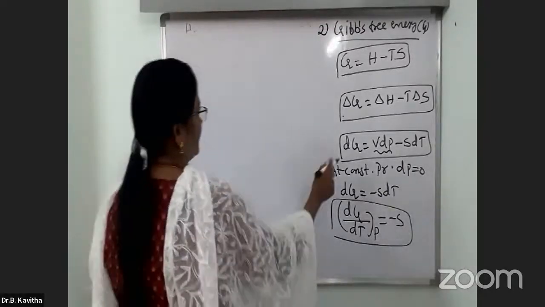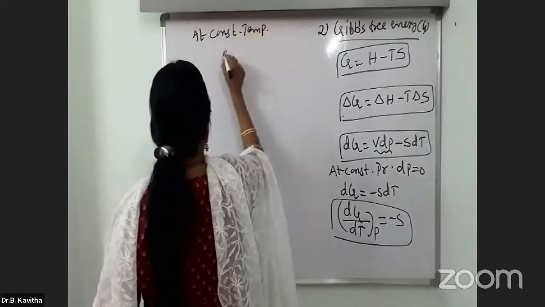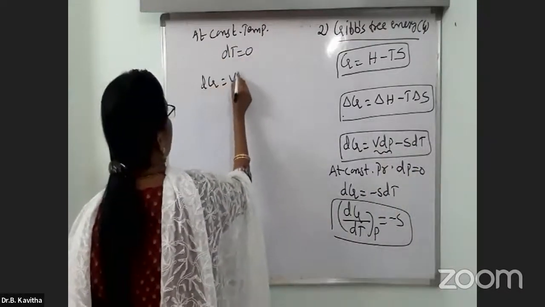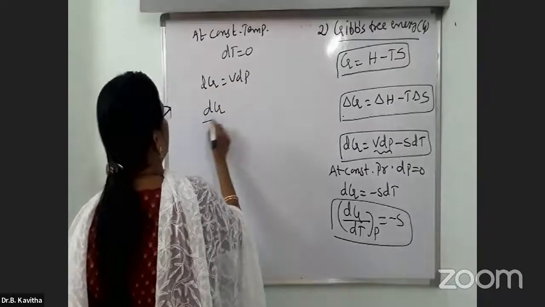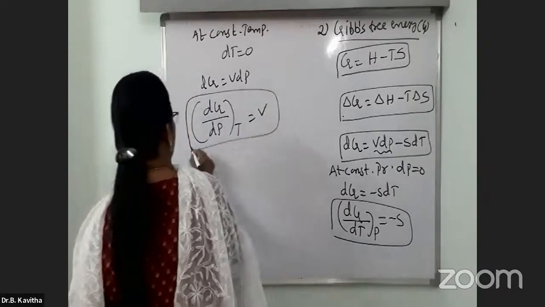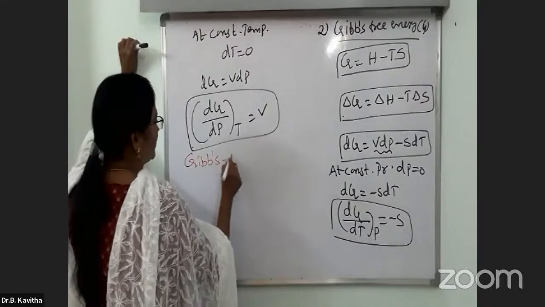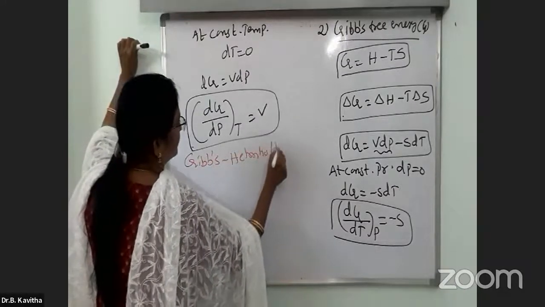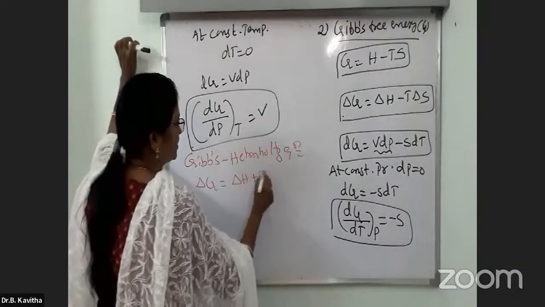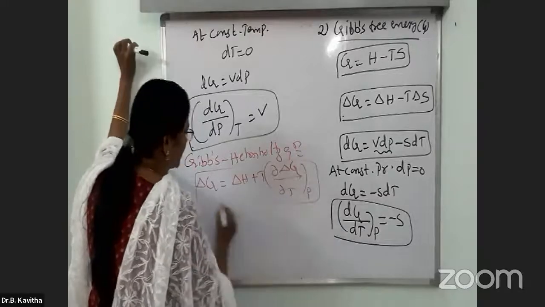One more equation at constant temperature: dT is equal to 0, this term becomes 0. Remaining is dG is equal to VdP, so dG by dP at constant temperature is V. One more equation is there, the Gibbs-Helmholtz equation. That is delta G is equal to delta H plus T into dou delta G by dou T at constant pressure. Just you remember this equation.